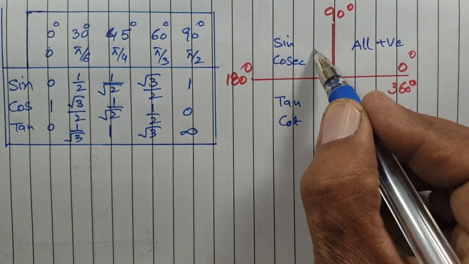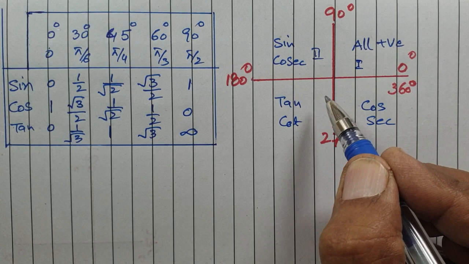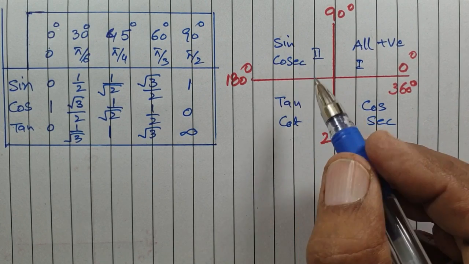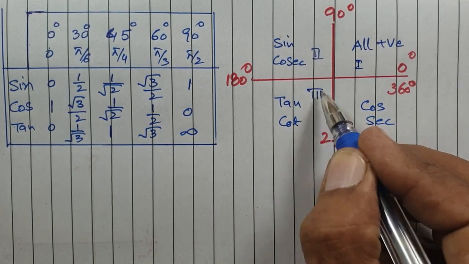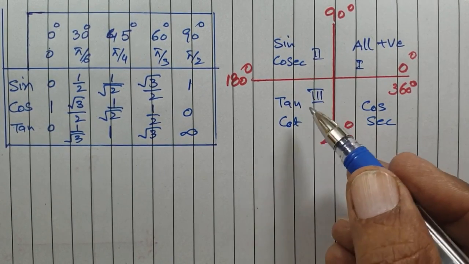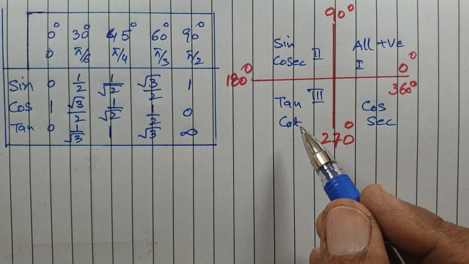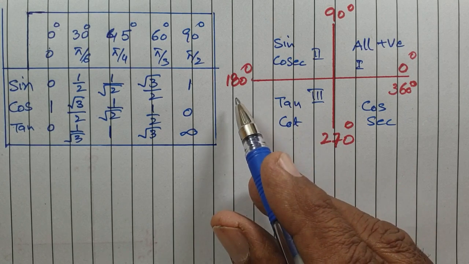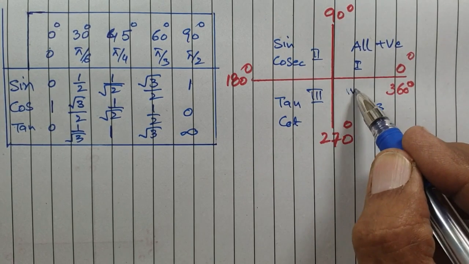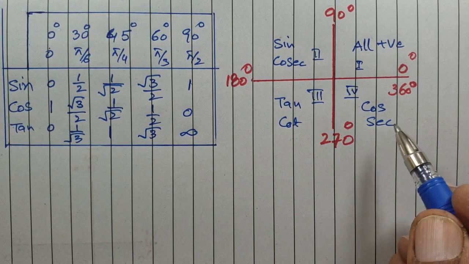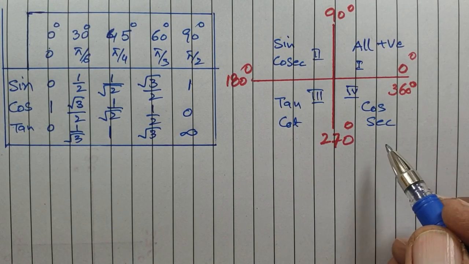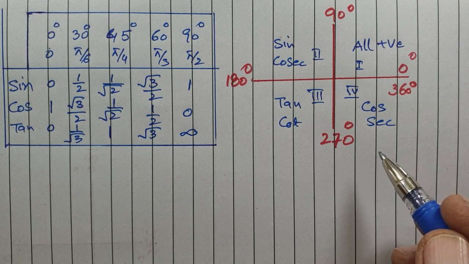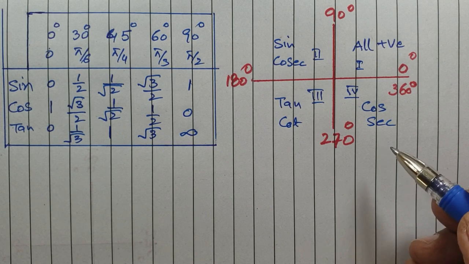But in the second quadrant, sine and its reciprocal, cosecant, are positive only. All others are negative. In the third quadrant, from 180 to 270, tan and cot will be positive and sine and cos will be negative. Now it is the fourth quadrant. In the fourth quadrant, only cos and its reciprocal secant will be positive, and the values for all the others, sine and tan, will be negative.